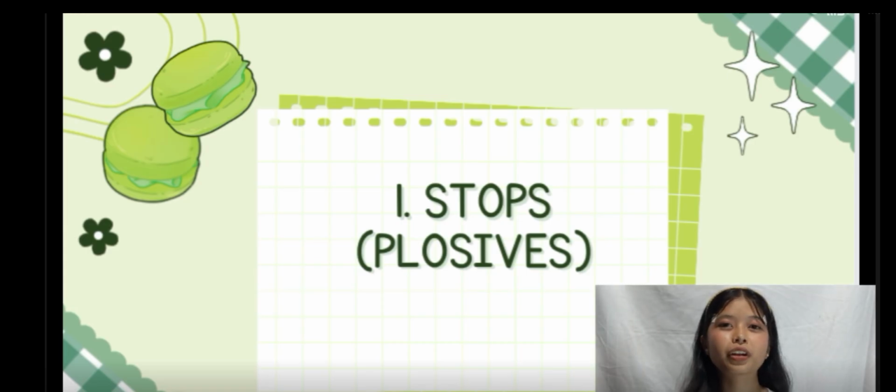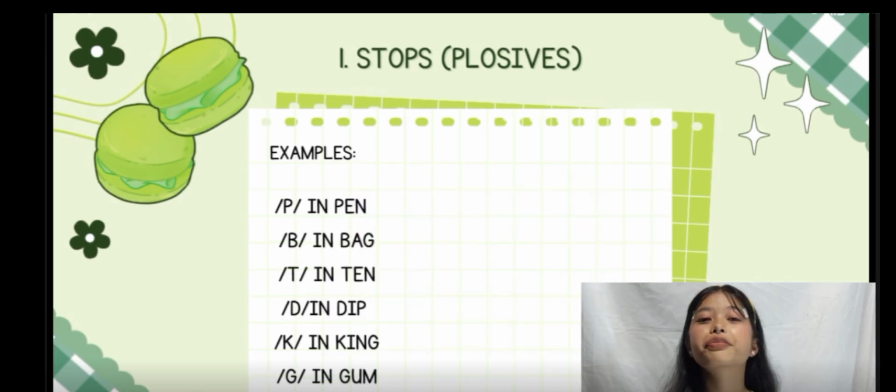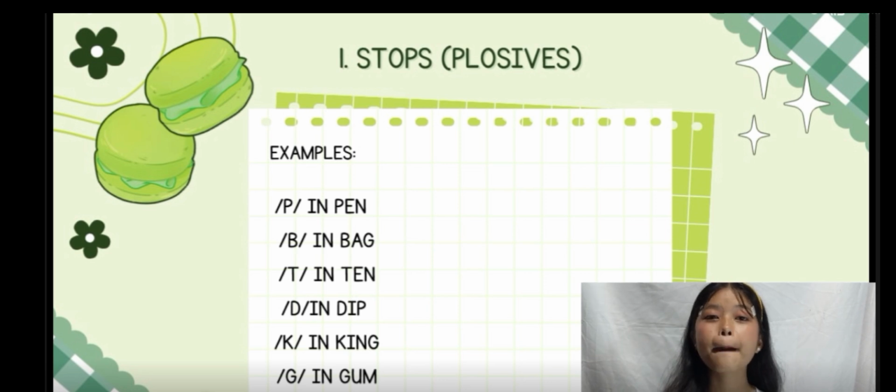So the first manner of articulation is the plosives or stops. Speech sounds made by briefly blocking airflow in the mouth and releasing it with a burst. For examples, we have p as in pen, b as in bag, t as in tan, d as in deep, k as in key, g as in game.